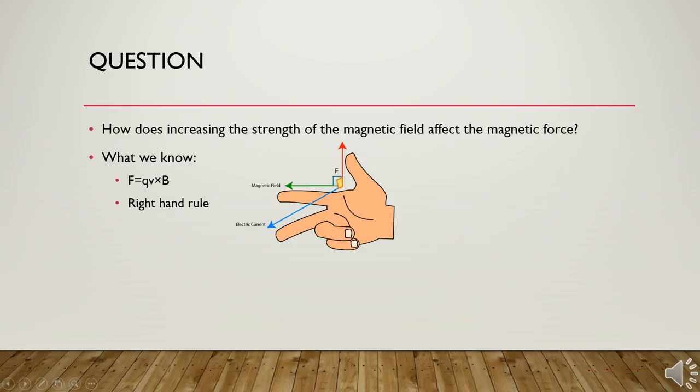The main question that Group 8 had while doing this is, how does increasing the strength of the magnetic field affect the magnetic force? Some things we knew before coming into this are the equation for the magnetic force, which equals the charge times the velocity crossed with the strength of the B field. And there's also the right-hand rule, where each finger is a different component of that equation, and we can figure out the direction of a third component once we know the direction of the other two.